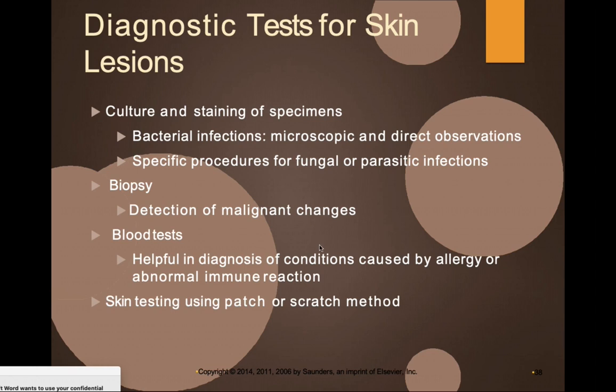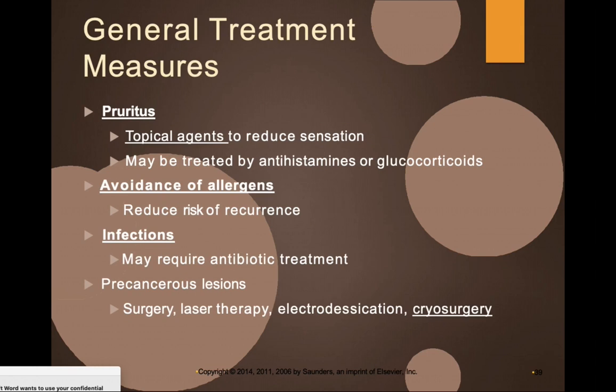Blood tests are also quite helpful in the diagnosis of conditions that are caused by allergies or abnormal immune reactions. They could check for different immunoglobulins. So if there's allergies, you're going to see a high amount of the IgE antibodies being produced. And then they do skin testing. They use patches or the scratch method and see if it reddens or inflames after that.